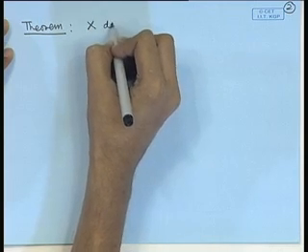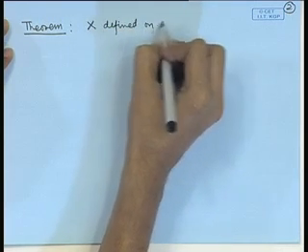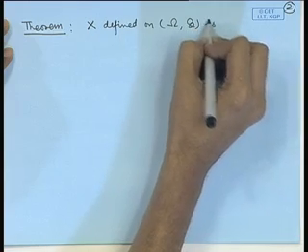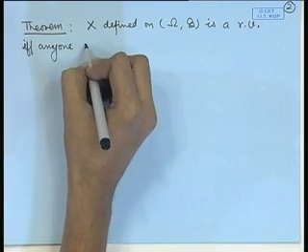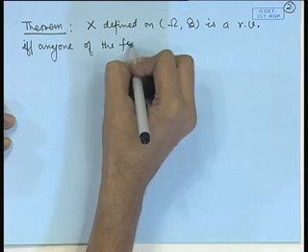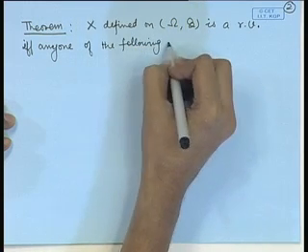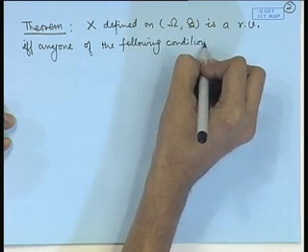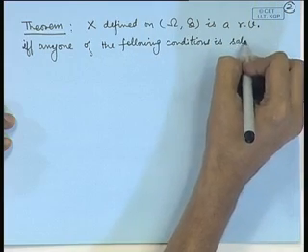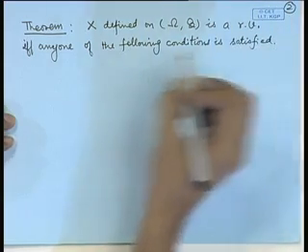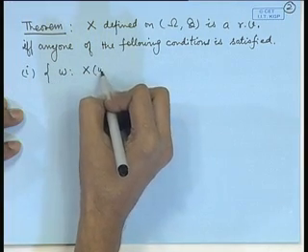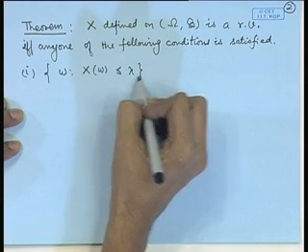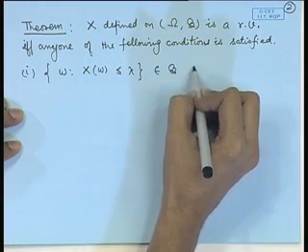So, X defined on omega, B is a random variable if and only if any one of the following conditions is satisfied. The set of omega such that X omega is less than or equal to lambda belongs to B for all lambda.